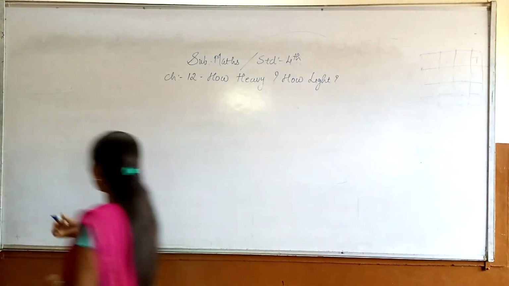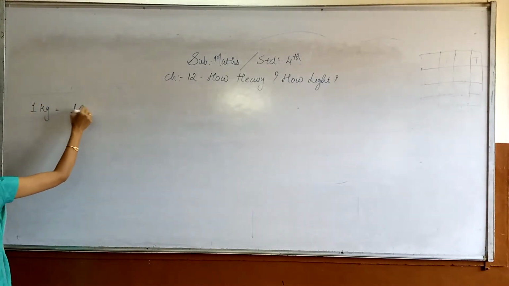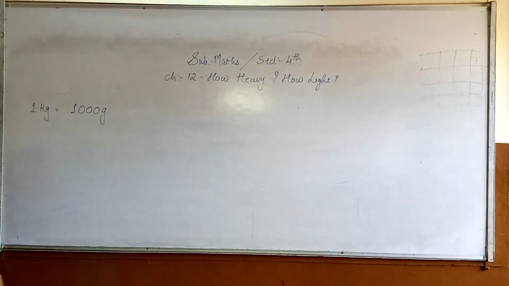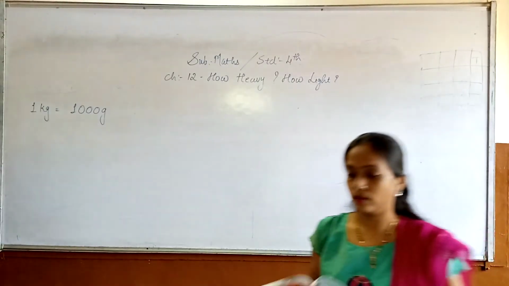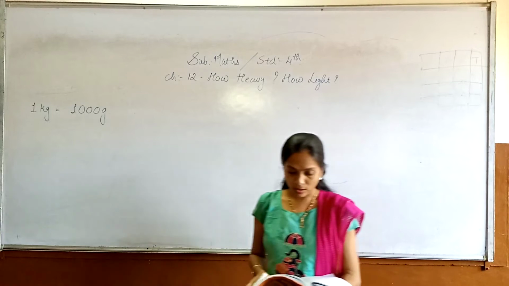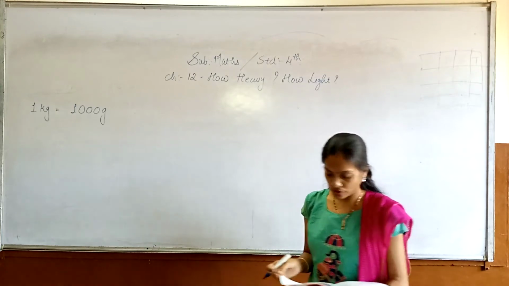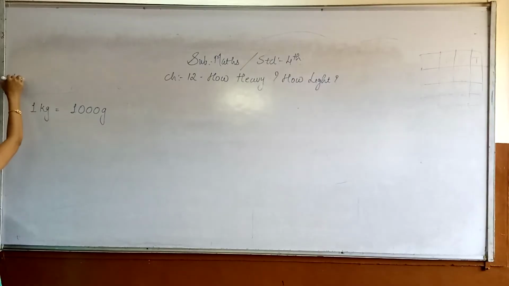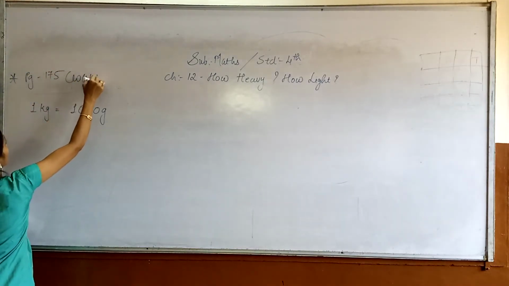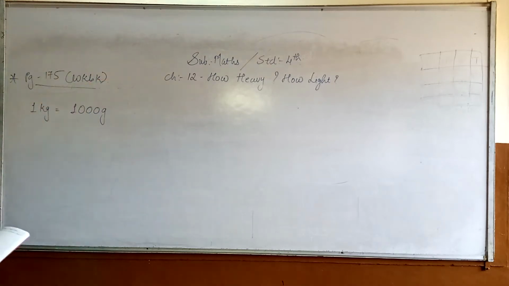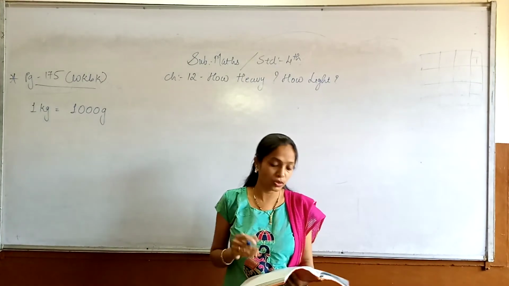So what to keep in your mind is 1 kg equal to 1000 grams. So here in your workbook, few questions are given on the basis of this. First, few examples are given on page number 175 in your workbook. Here first is given conversion of kilograms into grams, then conversion of grams into kilograms.